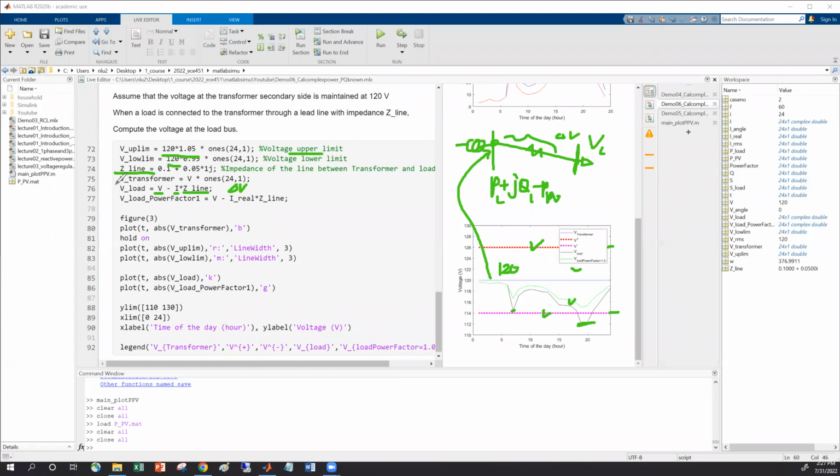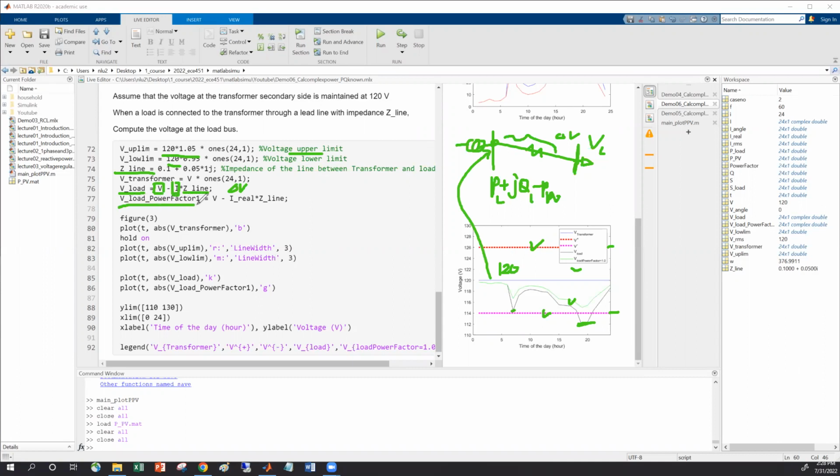So what I can do is use this matrix, and I also have a matrix of current times the Z line. So this would be the load voltage. I can simply compute the voltage that way.